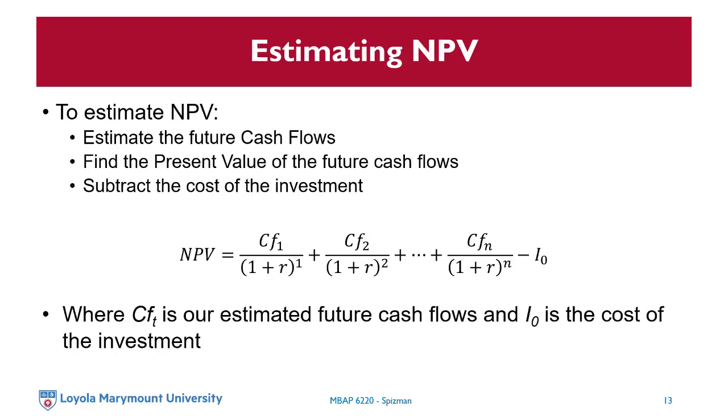So to estimate net present value, what we're going to do is what we've already done: estimate our future cash flows. Then we're going to find the present value of those future cash flows, and we're going to add them all up. That's our expected value. That is essentially what our market value is. We are finding the discounted cash flow valuation, and we'll subtract the cost of the investment. And that's it. That number is the net present value.